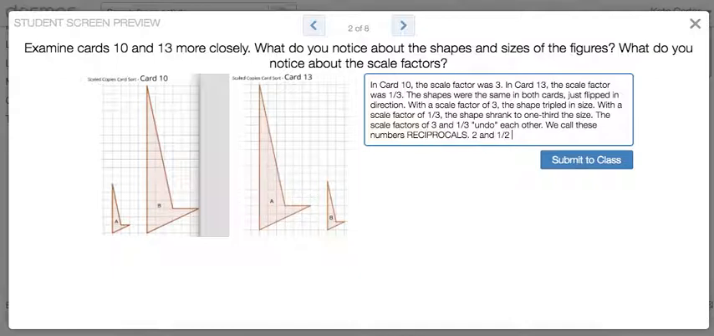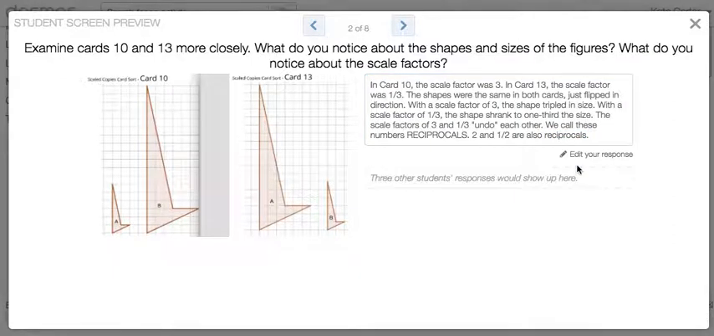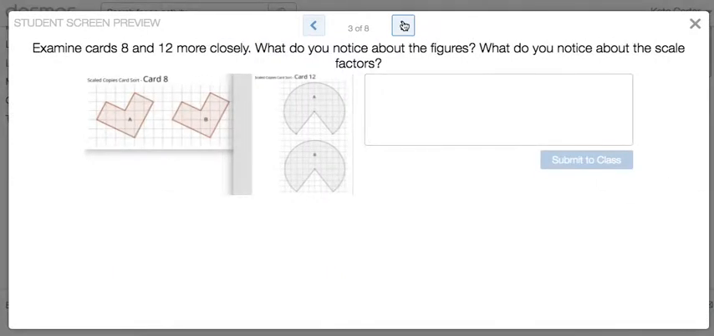Two and 1/2 are also reciprocals. So anything where they are doing the same type of action, just in reverse, those are called reciprocals. And I would subtract that. Alright, how about here? Oh, we already talked about this one.